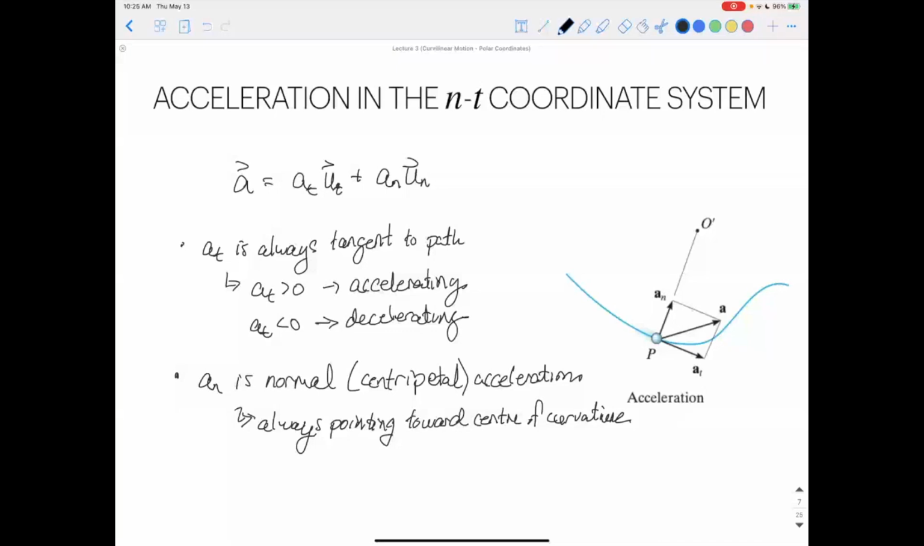And then lastly, we can write the magnitude of our acceleration, just like we write the magnitude of any vector. It's just equal to the square root of the sum of the squares of its components: AN squared plus AT squared. This gives us our total acceleration, or the magnitude of our acceleration.